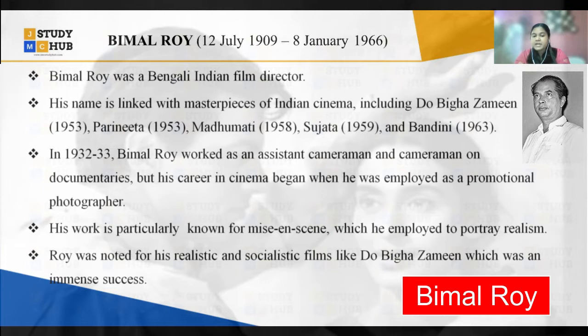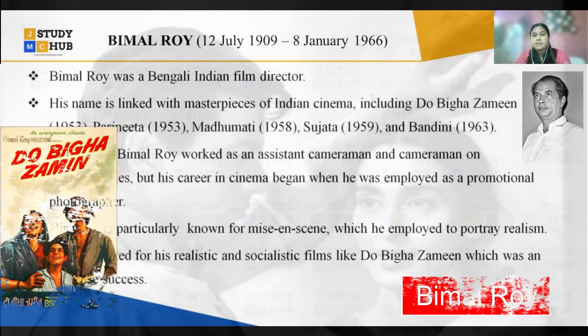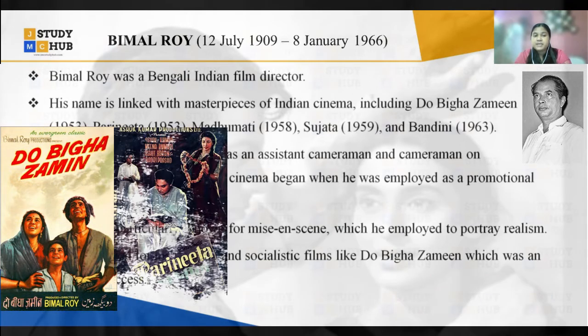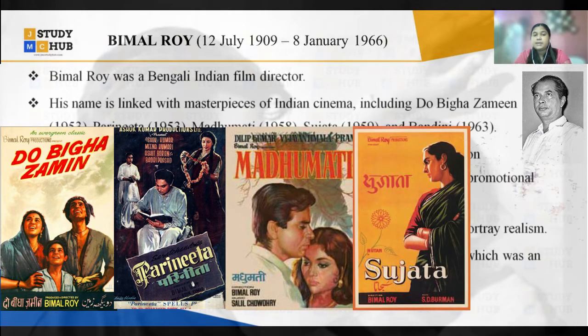So, instead of making something more mythological in structure or in a more ornamented manner, he made something that was stark realism in society. He did not cloak it out of fear that the British might suspend or ban the entire cinema. He made raw, realistic features, and his name is essentially linked with masterpieces of Indian cinema, including Do Bigha Zamin, Parineeta, Madhumati, Sujata, Bandini.